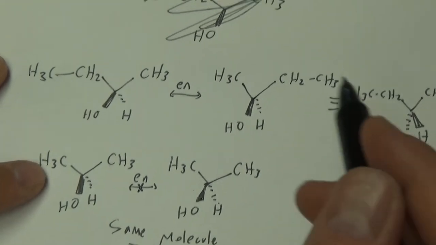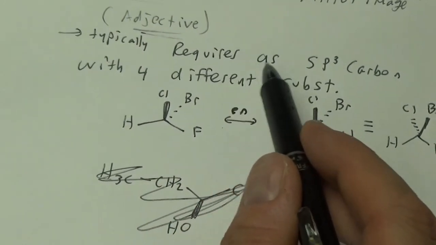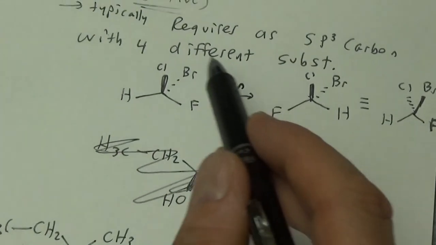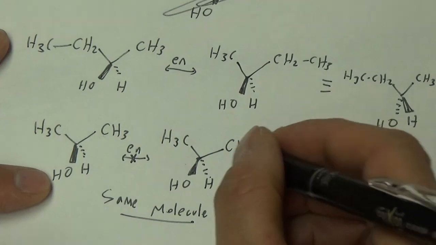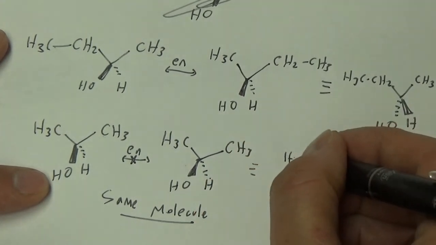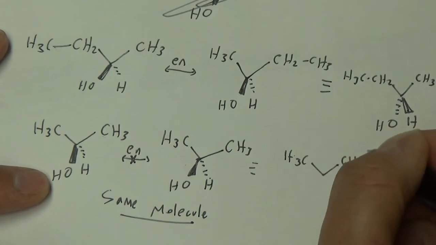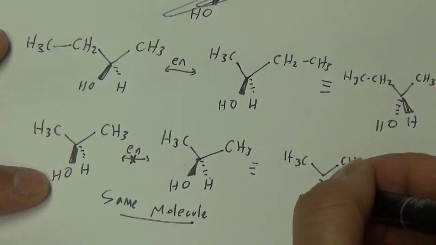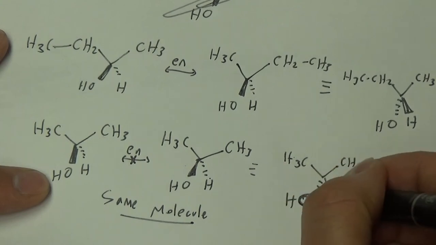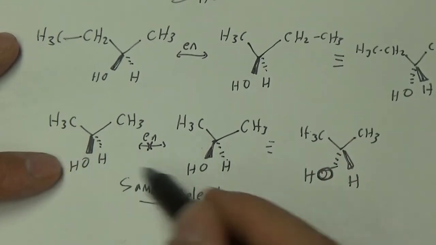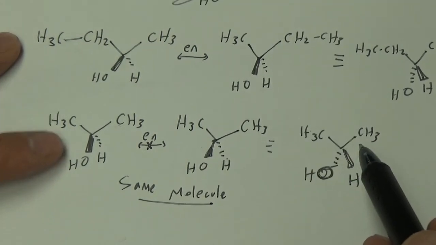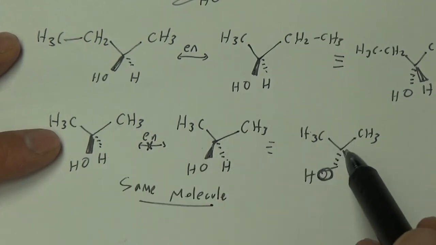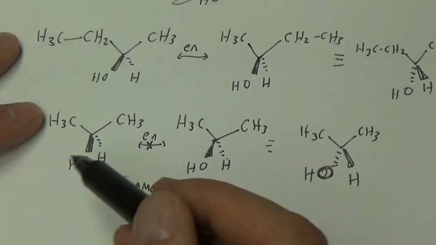What's the requirement for chirality? It requires an sp3 carbon with four different substituents. Unique or different substituents. Okay. So isopropyl alcohol does not have that, and these are the same. And of course, if I take this and flip it over, what does it look like? Well, these are all the same molecule. If I flip this over, is it different than this? Well, they're the same, because I can flip this over and get back to here. These are all the same molecule.